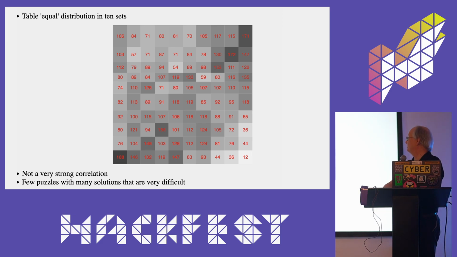And it does seem that if you have a very difficult puzzle, then usually it has only one solution. And if a puzzle has many solutions, then it's a lot easier. But still, it's quite gray. So you can have puzzles that have only one solution and are very easy, like these, and also very difficult.